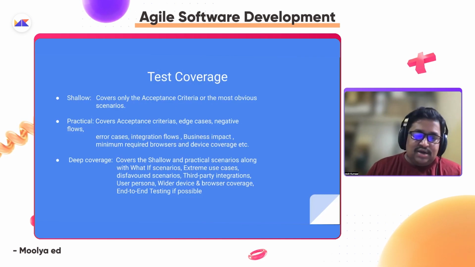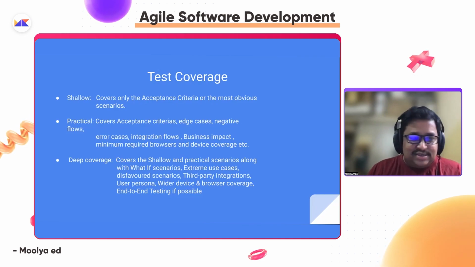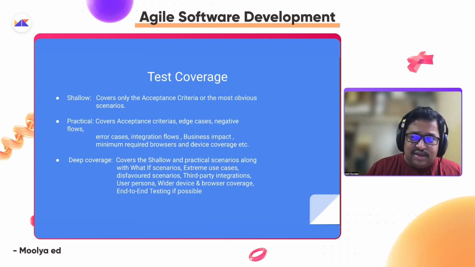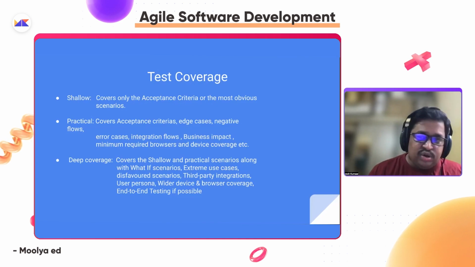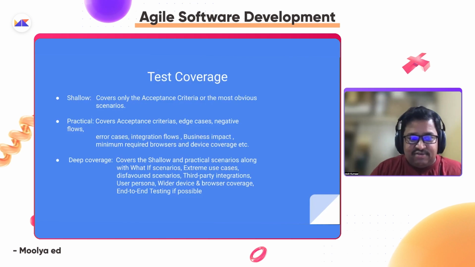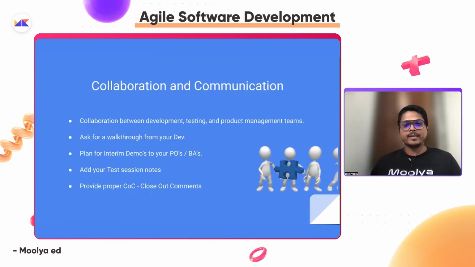how well you're going to cover in all aspects, like edge cases, negative cases, and even if possible, you can do an end-to-end testing as well, because most of the time we don't have enough time to do it, or else it is possible. But yeah, this is my take on the test coverage. Go to the collaboration communication. Yeah, Naresh, over to you.